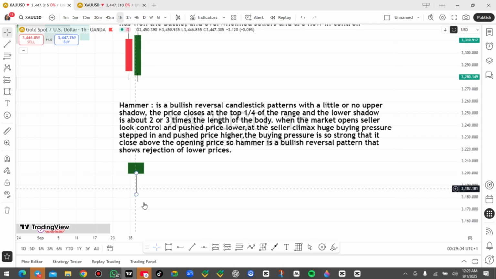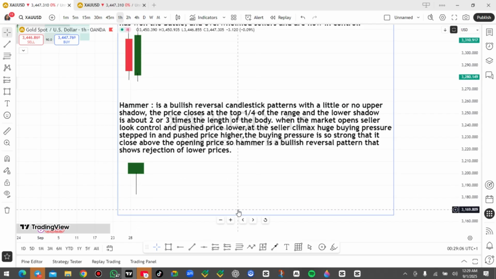Now you need to see the hammer at your support zone or what? Your demand zone, telling you that buyers have taken over the market and the market is going up. That's why we call it a bullish reversal candlestick pattern. Bullish means the market is buying and bearish means the market is selling. So you want to see this at a very good point.